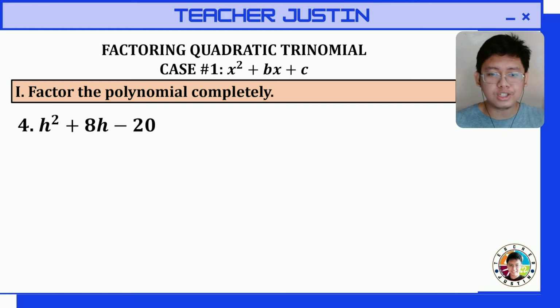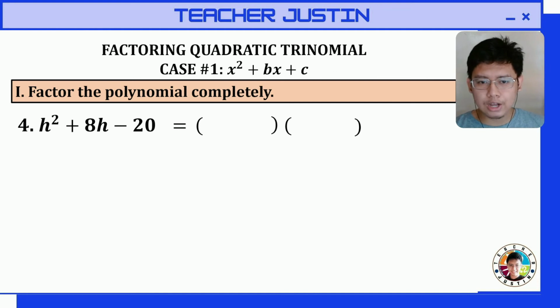So, we have h squared plus 8h minus 20. So, ang first step natin pag nagpa-factor tayo ng quadratic trinomial is for us to, next natin gagawin, let's get the factor of our first term. So, yung h squared natin, may factor siya na h times h. So, may h bawat group natin.